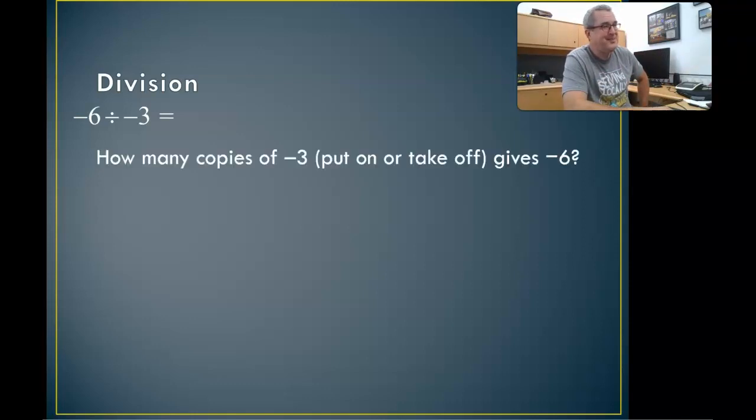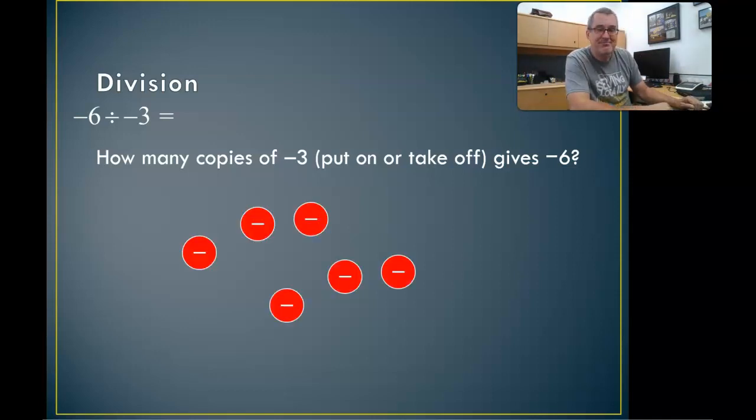Here it goes. The question is, how many copies of negative 3 does it take to make negative 6? That's what division says. When the question is, how many copies of, that's a division. That's the inverse of multiplication, which is division. How many copies of negative 3 does it take to make negative 6? 1, 2. Now, what did I do here? Did I take them off? Did I put them on? Did I flip them? Nope, I didn't flip. I put them on. It's a positive act.